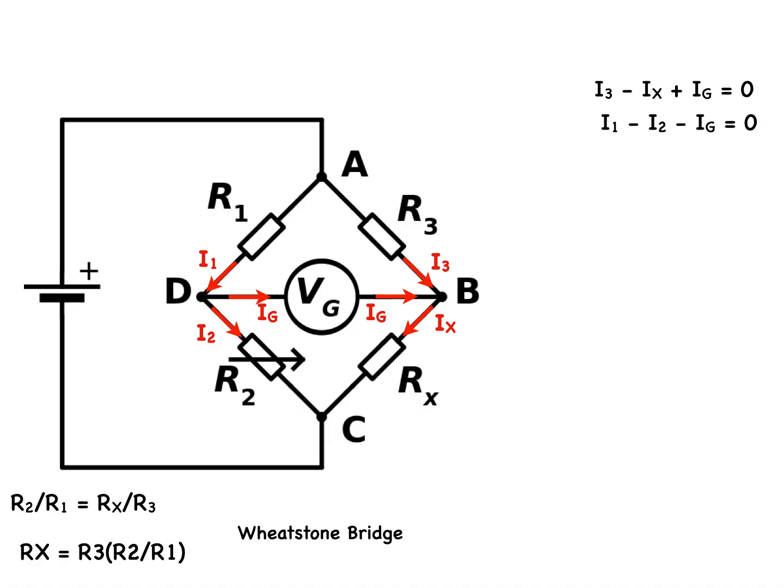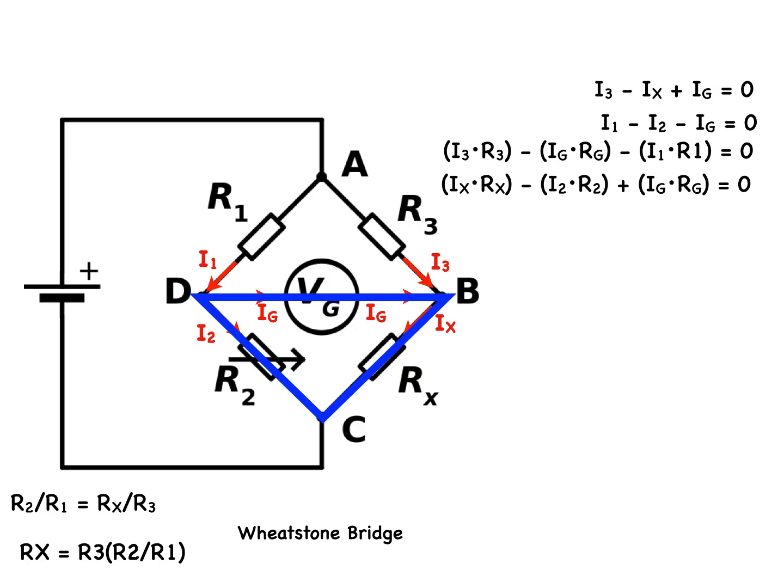Then we use Kirchhoff's voltage law around the loop ABDA. So the voltage drop across R3, which is I3R3, minus the voltage drop across Ig times Rg, minus the voltage drop across R1, which is I1R1, is equal to 0. And in the loop BCDB, Ix times Rx minus I2 times R2 plus Ig times Rg is equal to 0.